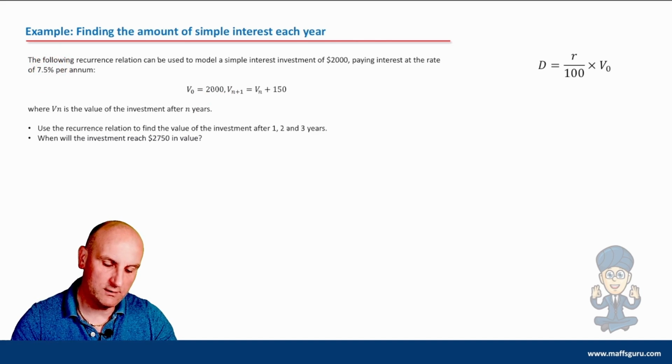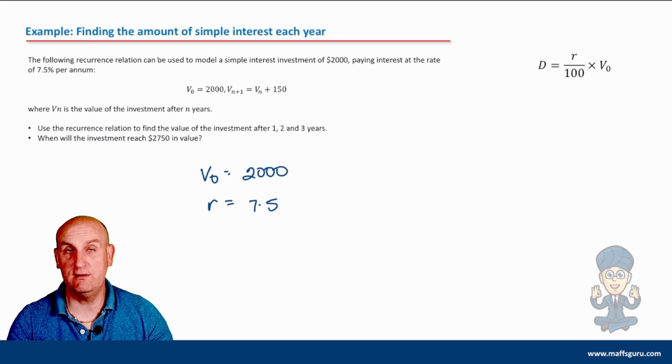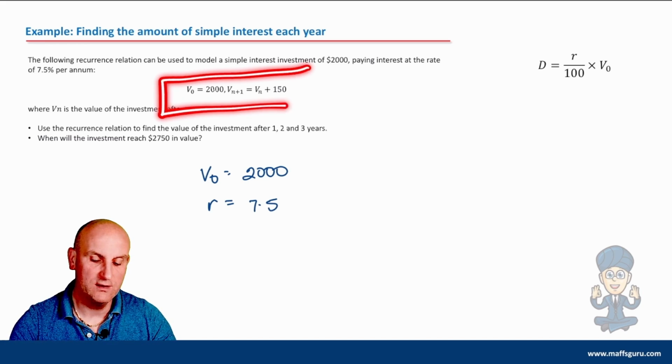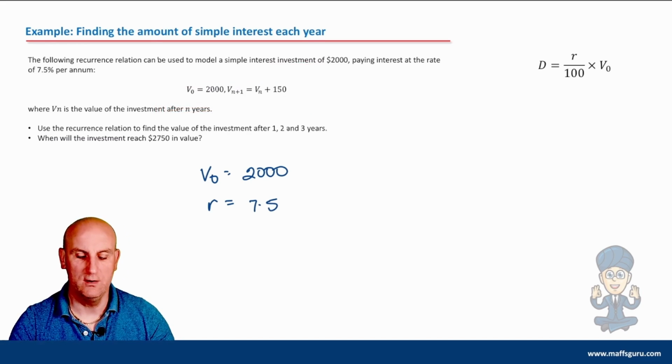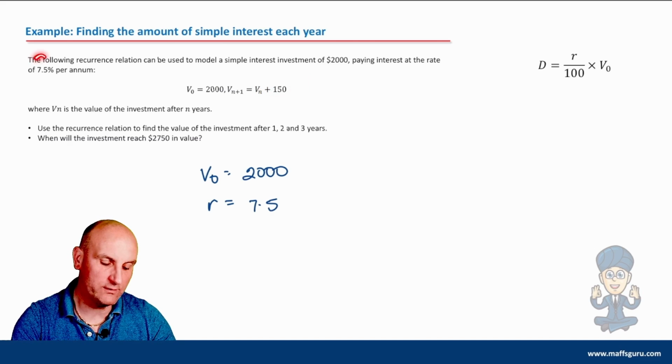So we now know from this equation that V0, they gave me that, is 2,000, but our value of R was 7.5. So my question to you now, and if you can read these things, you should be able to work out, what on earth is this 150? Well, hold on a moment, that's the interest, isn't it? So actually, in this situation here, they've already done the hard work for me. They found 7.5% of $2,000.